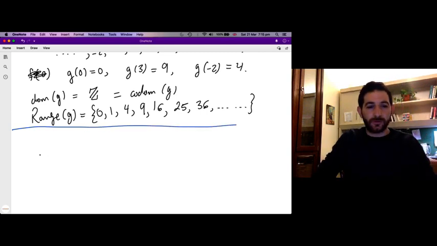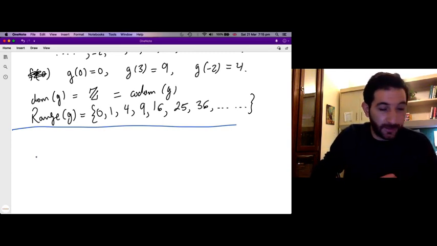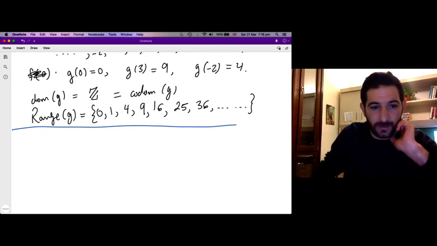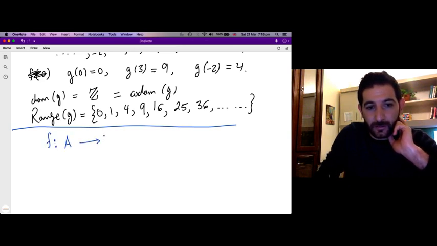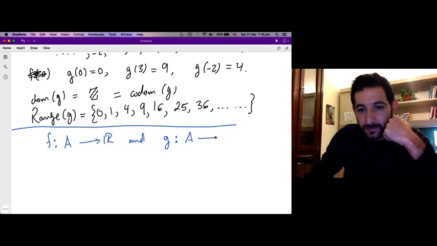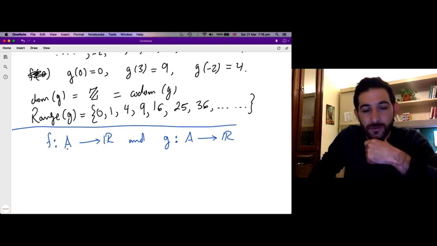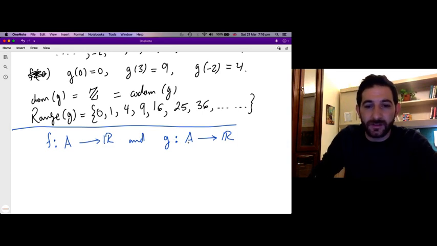Let's continue. Now we want to talk about special functions whose codomain is R, the set of real numbers. Suppose that we have a function f whose domain is a set A and codomain is the set of real numbers, and another function g. So we have two functions f and g with the same domain and codomain. Which means if you choose an element in A, its image will be a real number under f, and similarly for g.